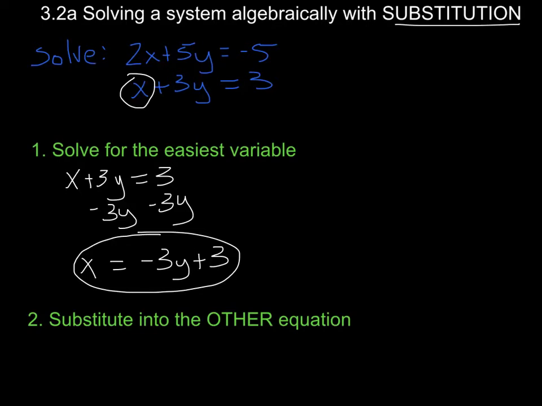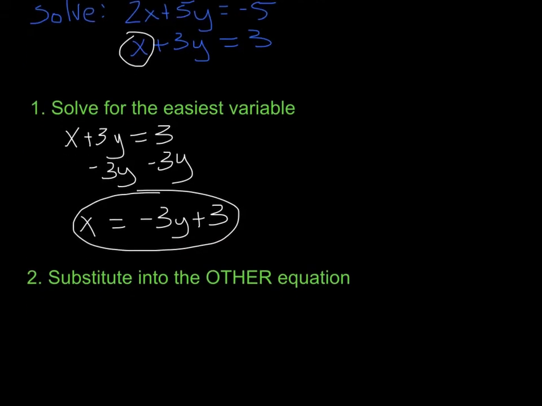Now, I want you to understand something at this point, and this is really important for you to understand this concept. What I've created here is an equivalence, right? The equal sign means that the left side and the right side are the same thing. So x and negative 3y plus 3 are exactly the same thing. That's what the equal sign means. I can use them completely interchangeably. So I could say x, or I could say minus 3y plus 3, and I would be talking about the exact same thing.